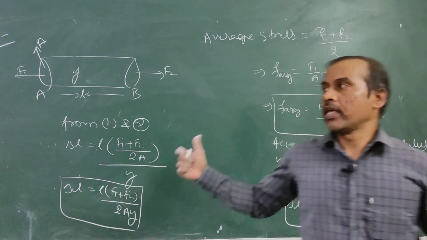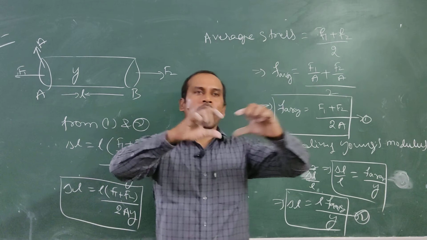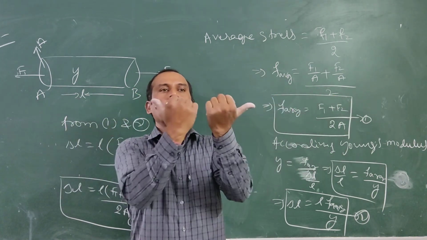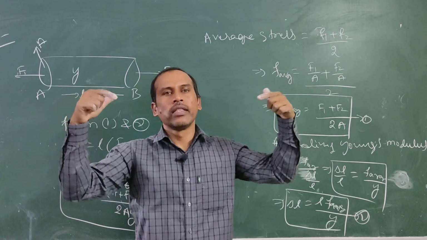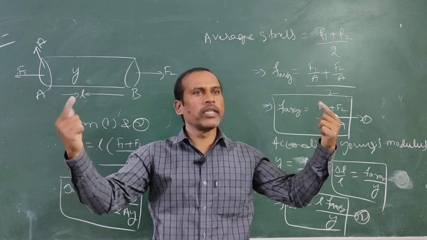This is the next problem. Here, they have taken a uniform rod. Two forces are acting on the two ends of the rod. These two forces are opposite, different forces.